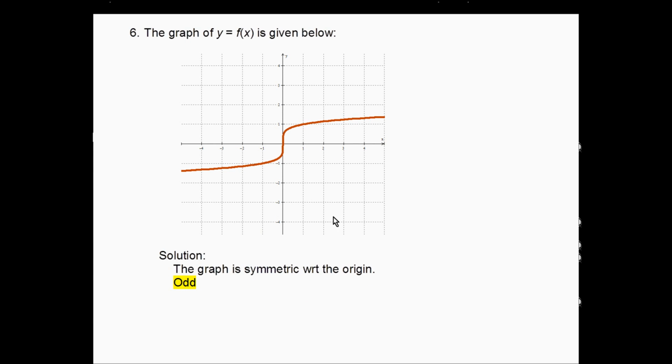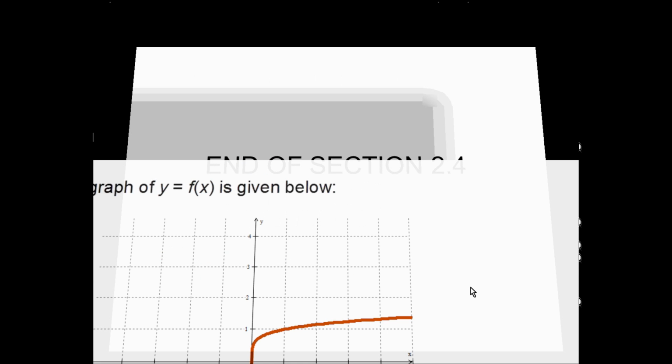Now this is really not a vertical line segment here, it's just the resolution of the software that made it look that way. That's the end of section 2.4.